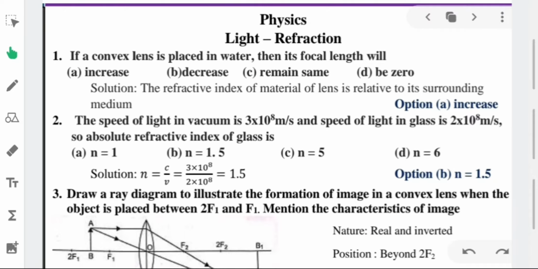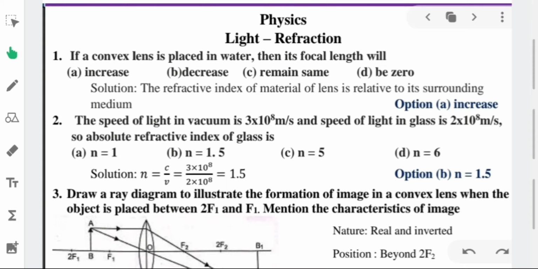Students, today we start with a new question and answers in the same chapter, that is light and refraction. Today also we are going to discuss only 6 questions. Let's get started.